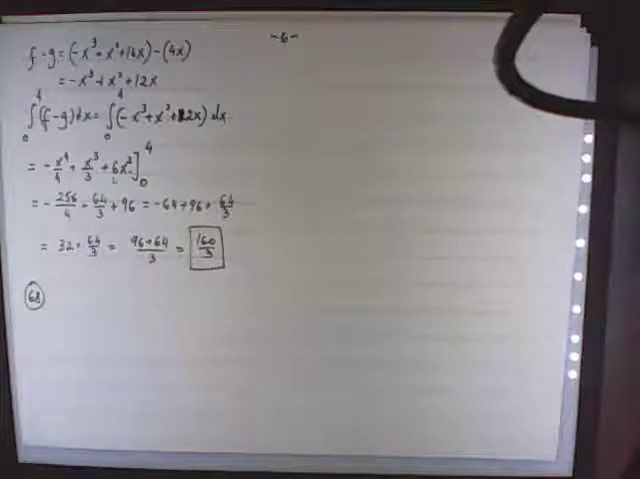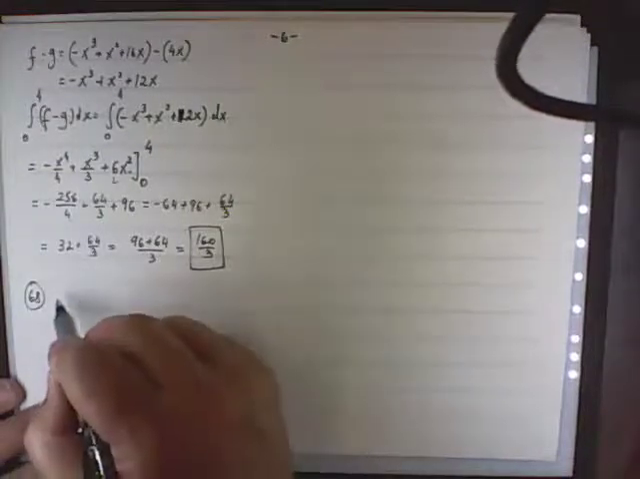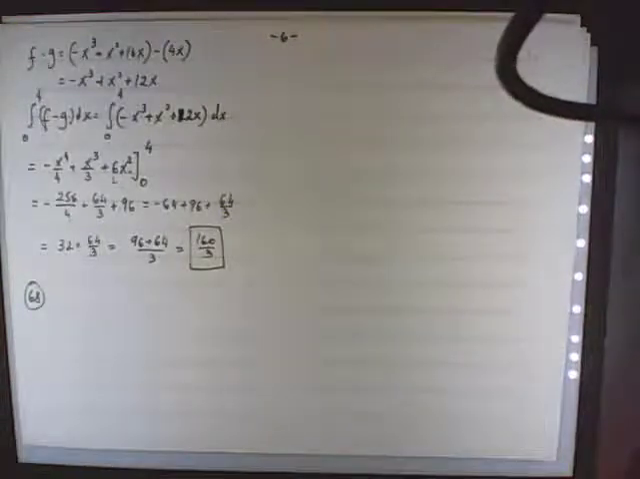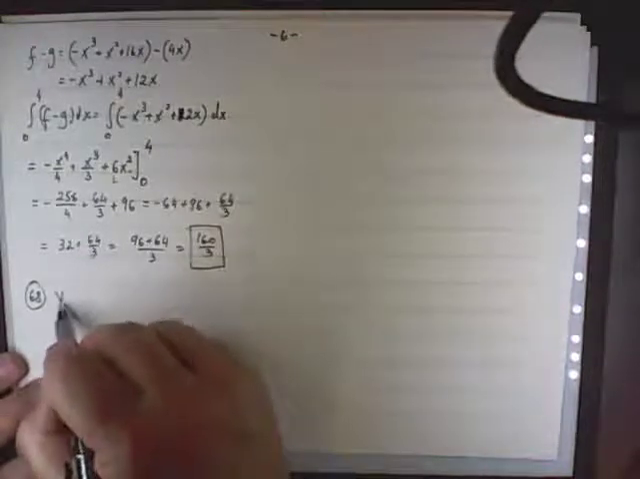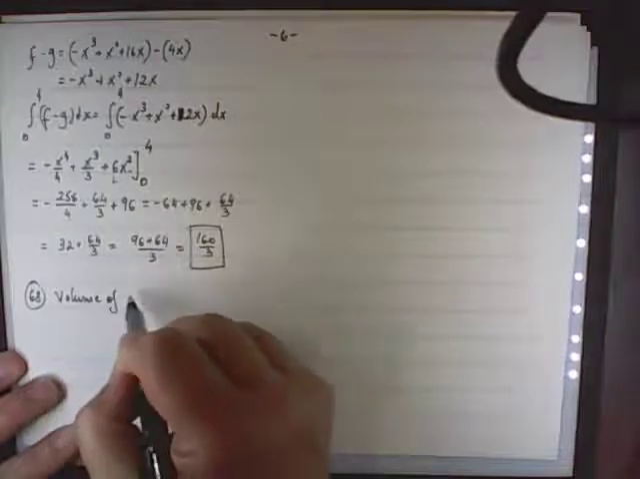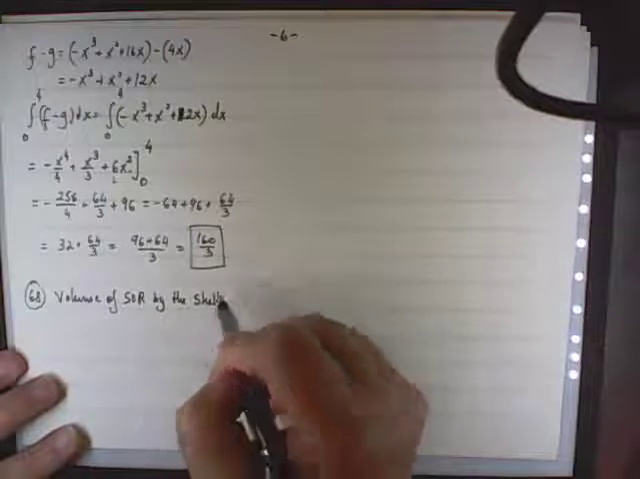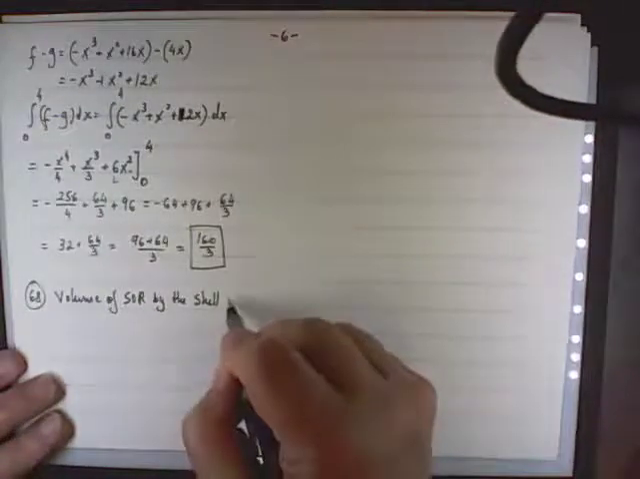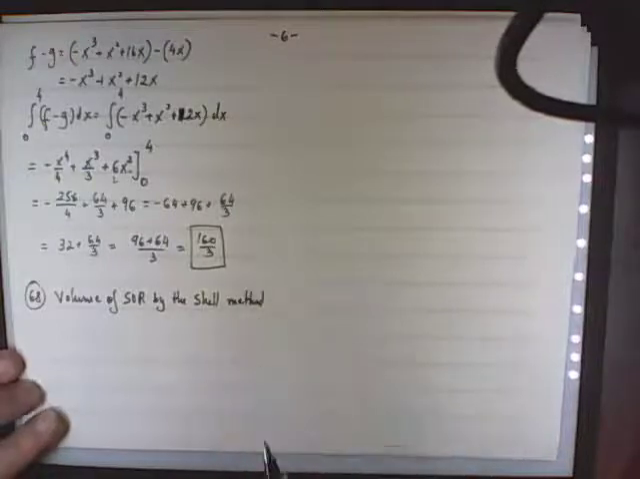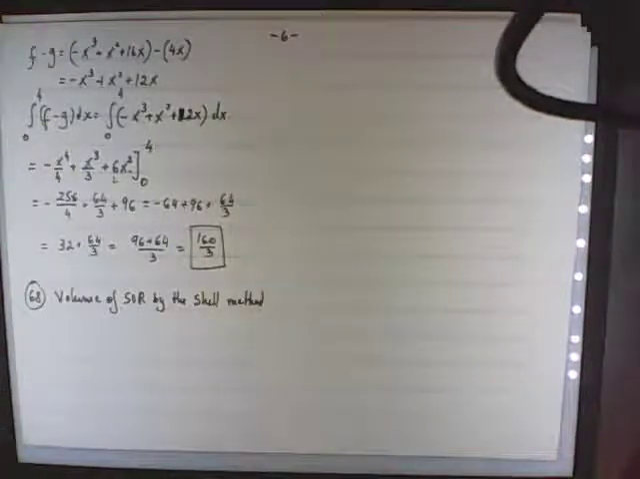I'm looking at 68. We have a dashed line. Oh, we have two curves, and we want to rotate. So this is a volume of revolution, right? What are the instructions here? Use the shell method: volume of a solid of revolution by the cylindrical shell method.